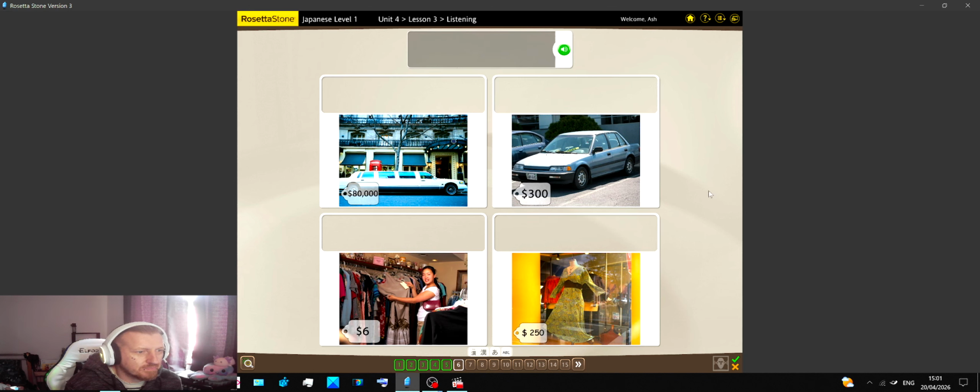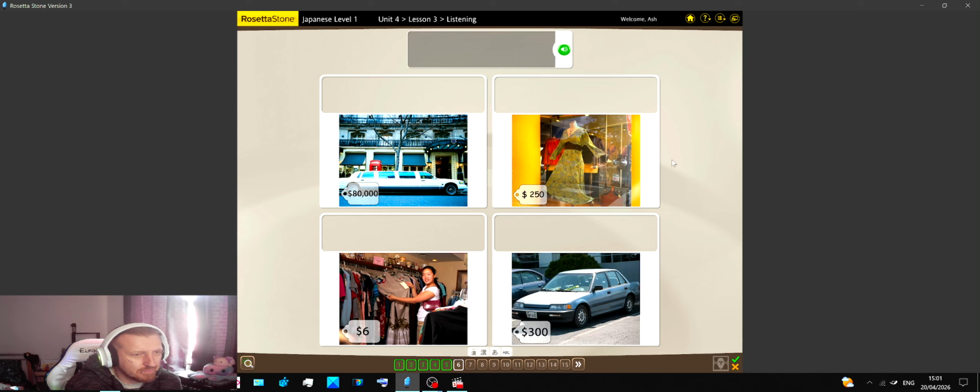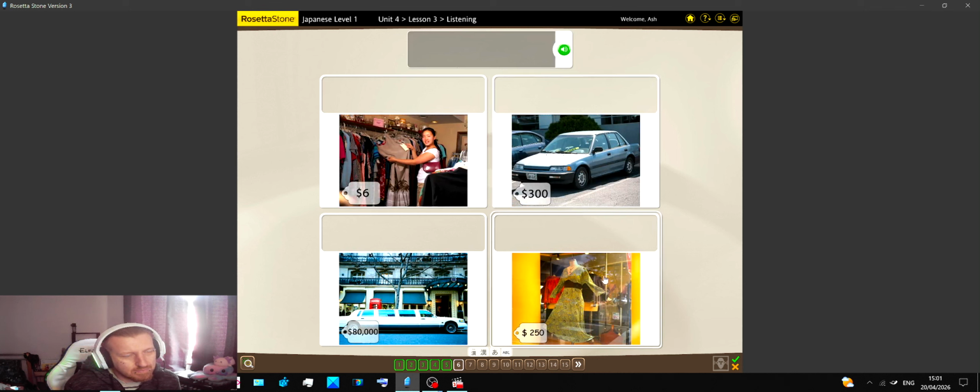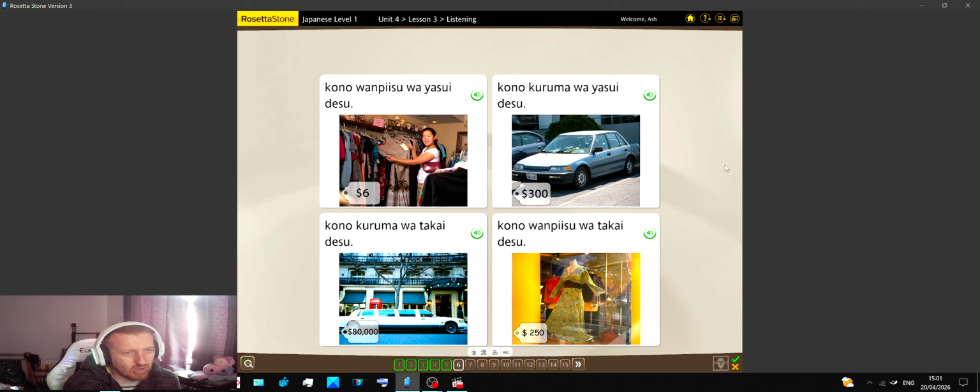That's the cheap car. Takai is expensive. Sorry, I had to check my brain straight off for a second. Which way round was it? Is yasui cheap or expensive? And then I couldn't remember that takai is expensive. So here we have the cheap dress, and the cheap car, and the expensive car, and the expensive dress.